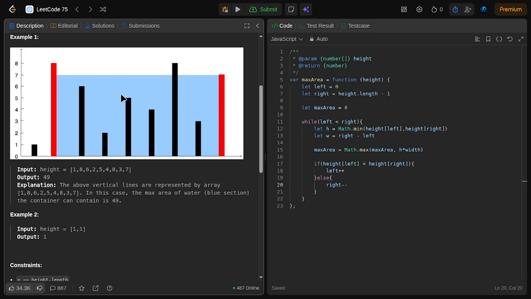So never move the taller line, and moving taller will not increase the height, but width is already decreased. Either you move from the left plus plus or right minus minus. And in the end, return the maximum area.